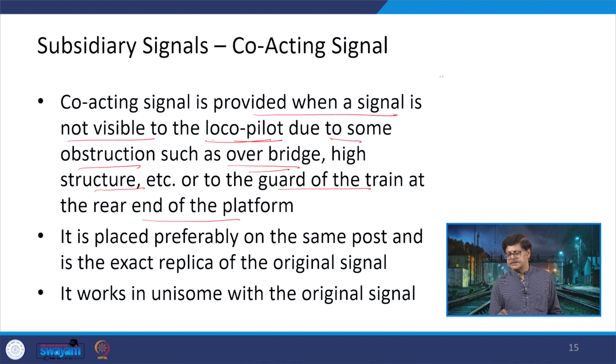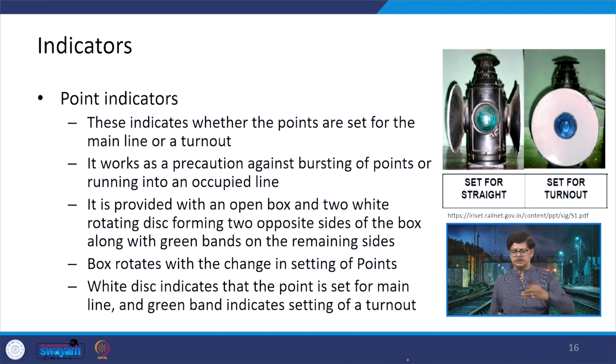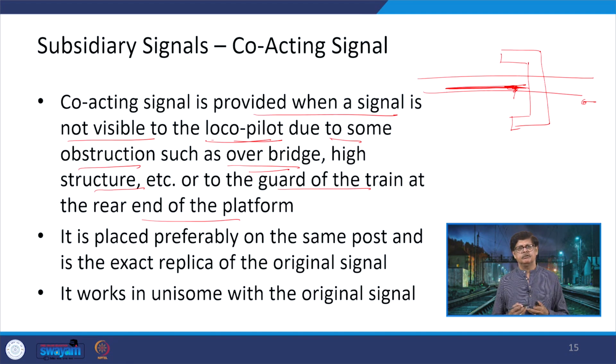So, you have a line and say there is an overbridge here, a pedestrian overbridge, and the height of this pedestrian overbridge is such that whatever signal is being shown here is not visible to the driver or the loco pilot here, or to the guard. So, in such conditions, with a co-acting signal, as soon as one signal gives some information, the other signal is also going to give the similar information, and that is why the name is co-acting.